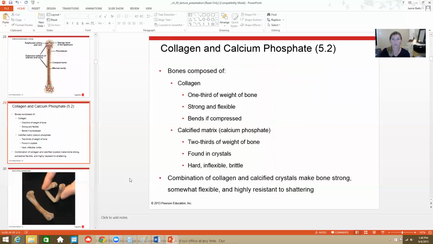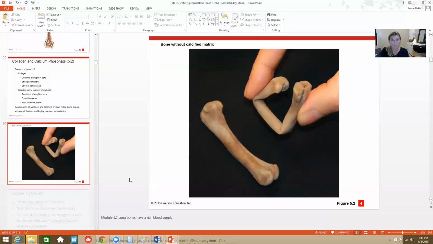And let's talk about collagen and phosphate. Bones are made of two main ingredients, collagen and calcium. So the collagen is 1/3 of the weight of a bone. It's this strong and flexible. This allows our bones to bend a little bit. And then the calcified matrix, which is made of mostly calcium. It's calcium crystals. They're hard and inflexible, very, very brittle. So the combination of the hard, inflexible calcium and then the flexible collagen is what makes our bones so dynamic.